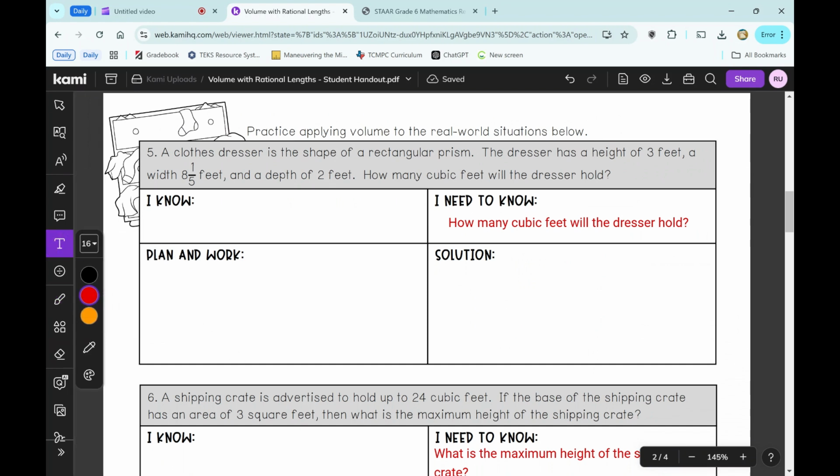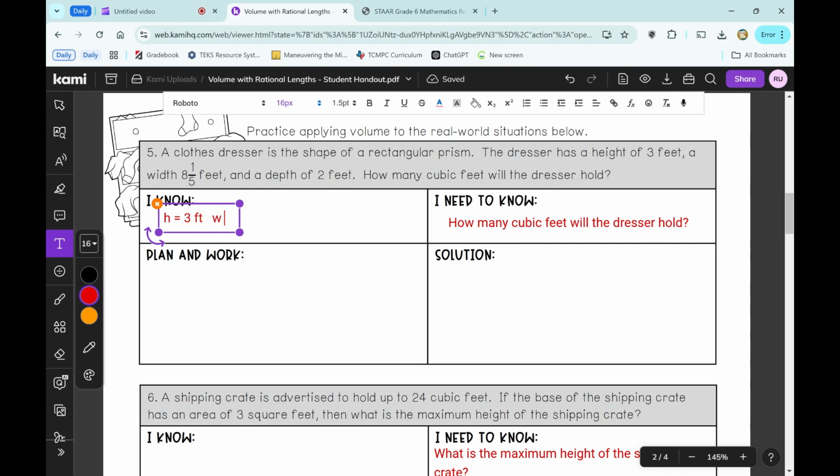So what do we already know? We know that it has a height of 3 feet. We know it has a width of 8 and then 1/5. As a decimal, I'll just write it as 8.2 so it's easier for me to type it. And then a depth, in this case, I'm just going to use length, and it's going to be 2 feet.